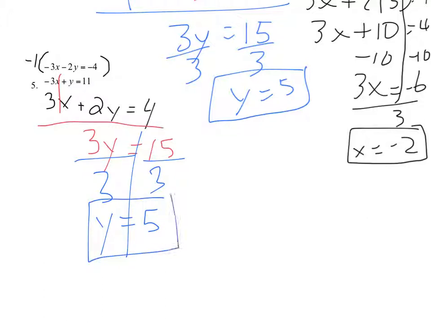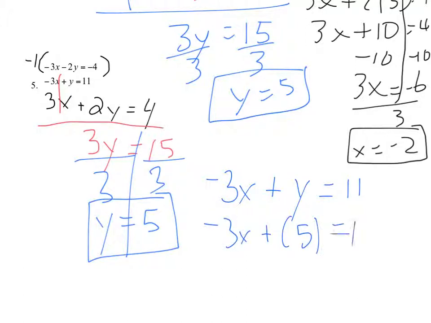Alright, now that I have the value of y, I'm just going to plug it into one of the equations. I'm probably going to choose the bottom one here, because it looks the easiest. I'd rather do that one. So let's see, I'm going to have negative 3x plus y equals 11, and I'm just going to plug in my 5 for y.